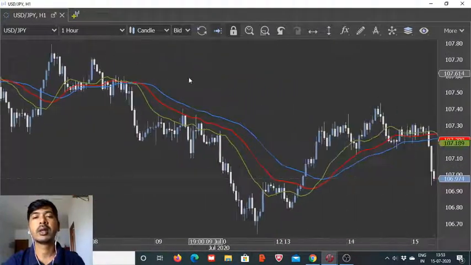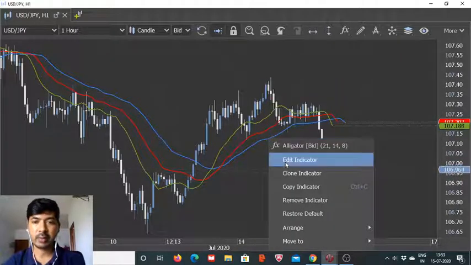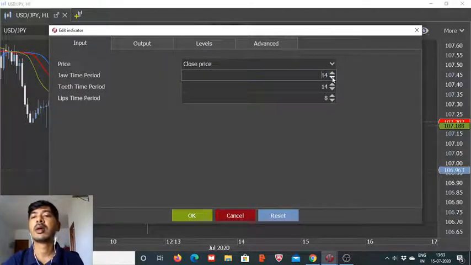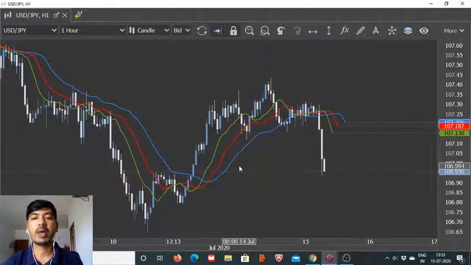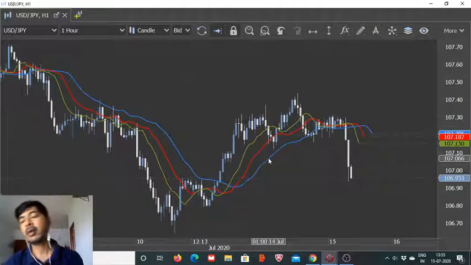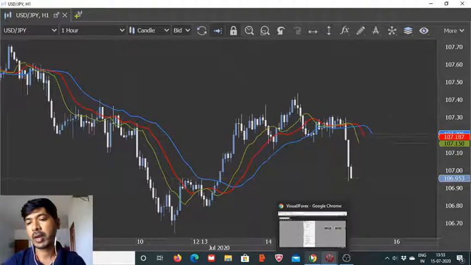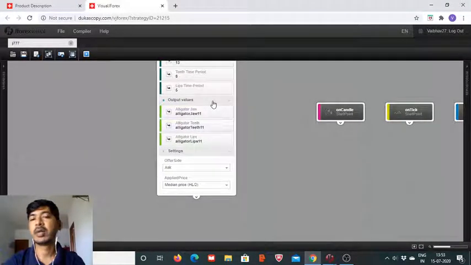So here there is a different combination of the time frame. Now again, let us restore it to what it was in the default setting, 13, 8, and 5. So this is how we are going to use it. Maybe you can make changes, but as I said, we will stick with the default values while working with the setup here.